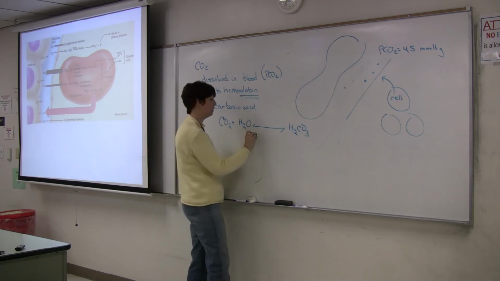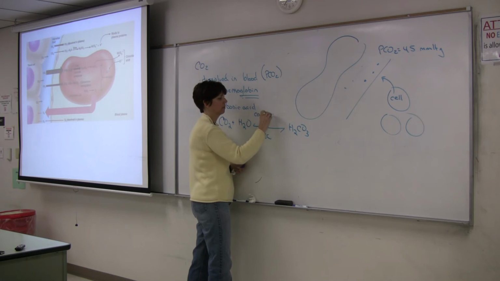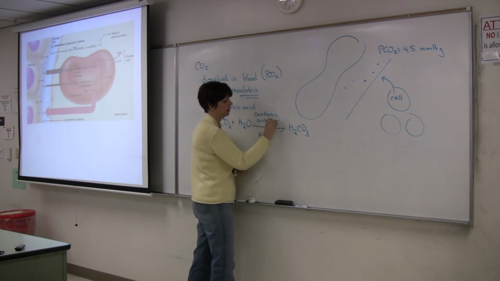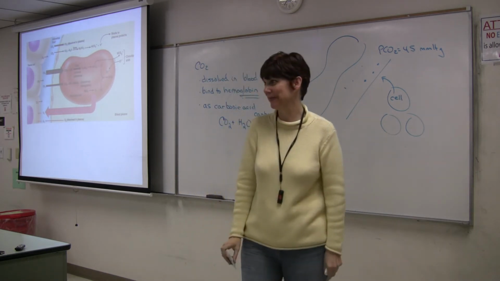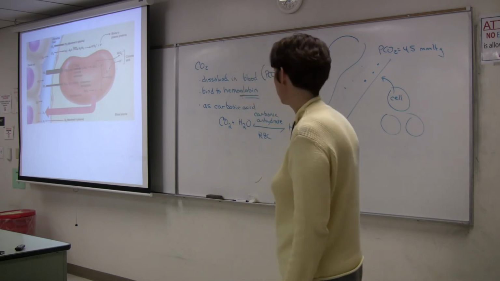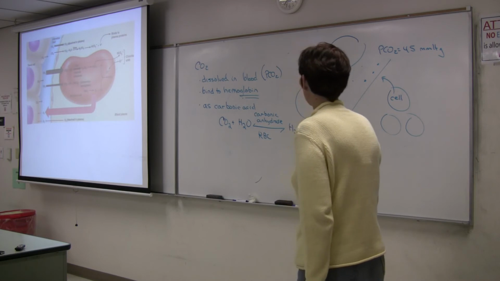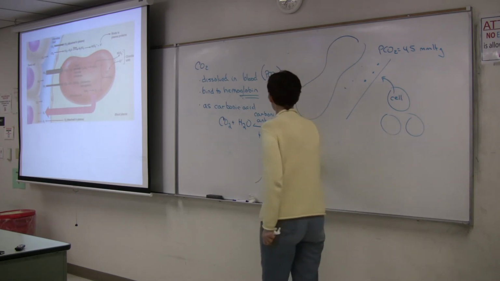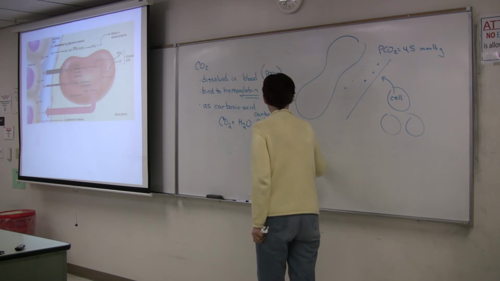In the red blood cell, there's an enzyme present called carbonic anhydrase that makes this reaction occur faster. Just like enzymes help our food break down faster. And this is carbonic acid. So most of the carbon dioxide is found in the blood as carbonic acid.